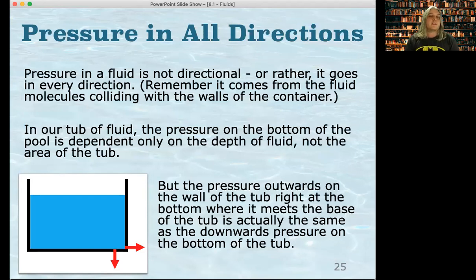So if you go right to the bottom of your tub of water or liquid, then the pressure downwards will be exactly the same as the pressure sideways at the very bottom. Right? If you go halfway up, then the pressure anywhere throughout the water is the same everywhere, and the pressure pushing outwards at that depth will be exactly the same as well. So the pressure is in all directions, and it's the same everywhere at a certain height.